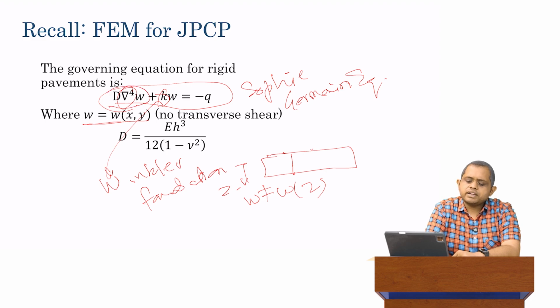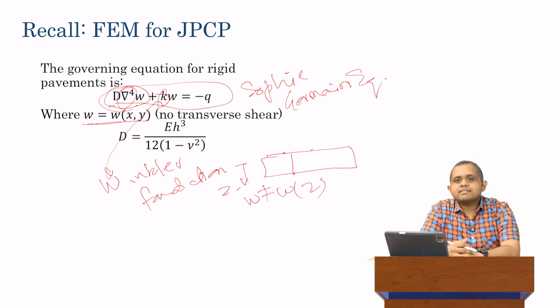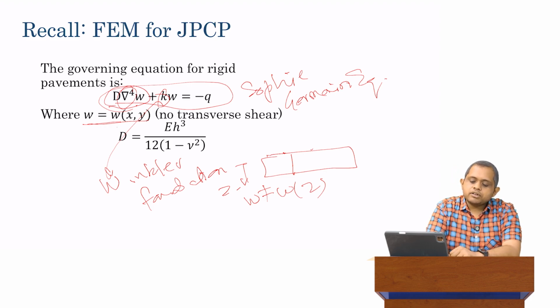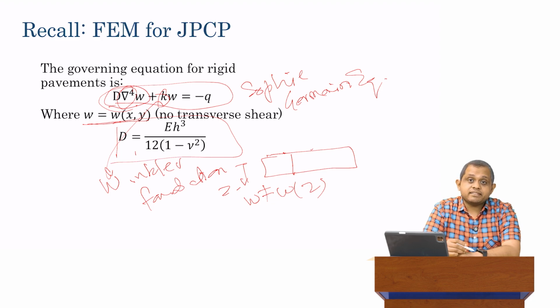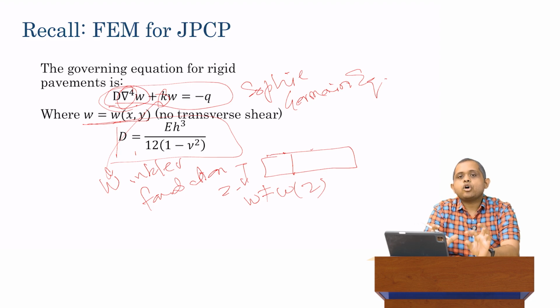But what we have here is D into del power 4 W, that's the stiffness, and that is equal to some Q, which is the external transverse load being applied. Now this D we defined previously, this is basically the plate stiffness. If those of you who are civil or mechanical engineers studied beams, you would have remembered the flexural stiffness of a beam. This is the analogy of it. This is the plate stiffness of a thin plate and of a medium thick plate.